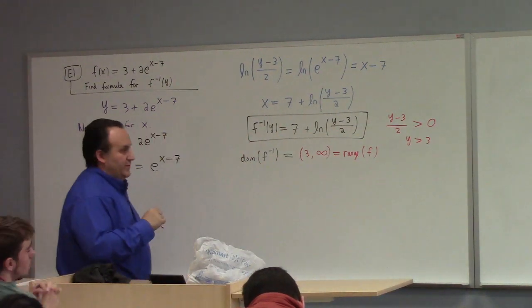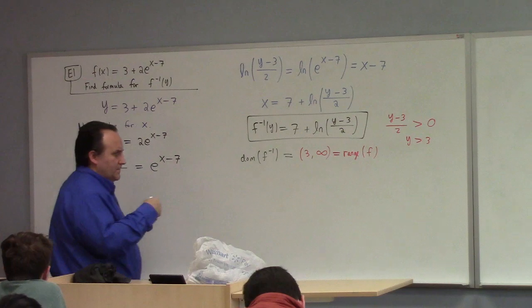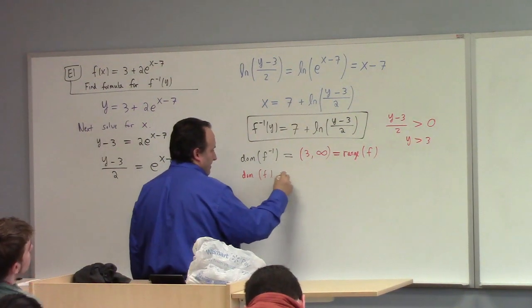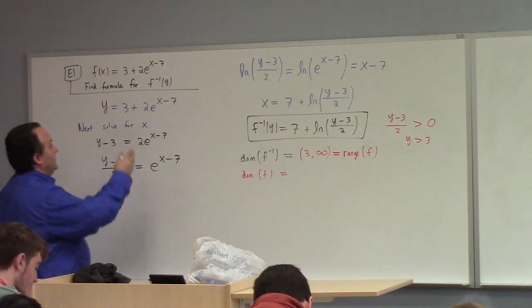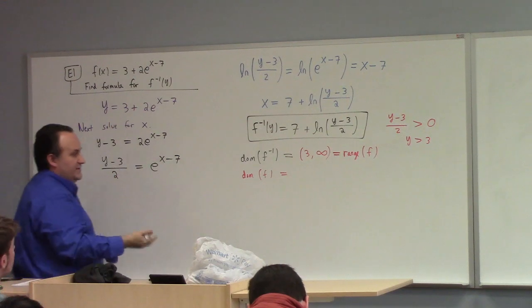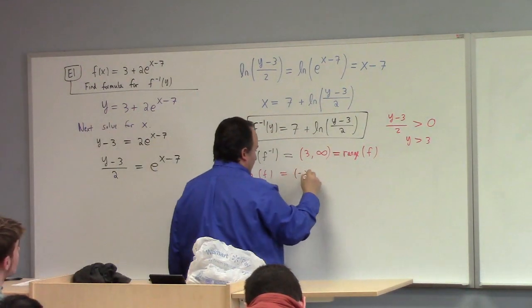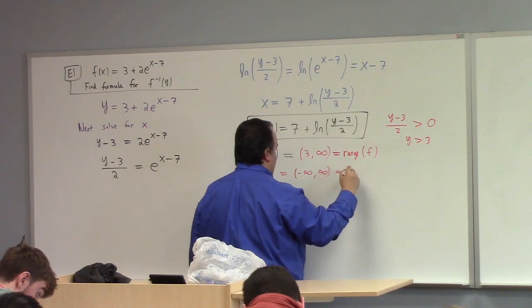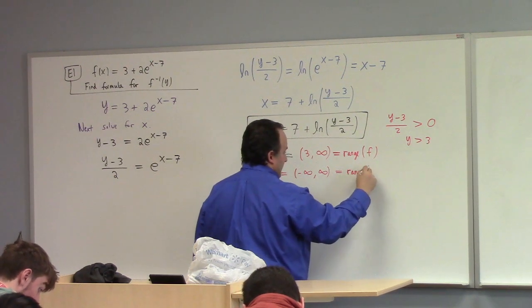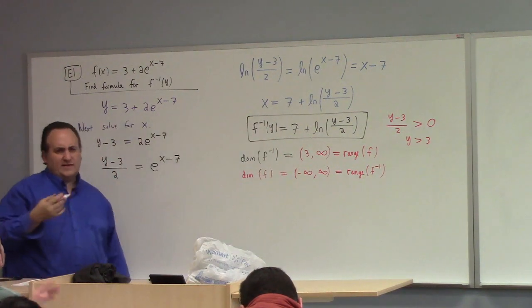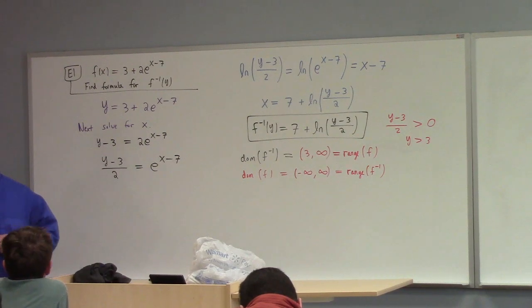So now what's the domain of f? By the way, the domain of f, there's no restriction, right? It makes sense for any x. So the domain of the original function is negative infinity to infinity, and that would also be equal to the range of the inverse function, for what it's worth. So my original question wasn't asking about domain and range, but I think it's interesting to stop and look at that while we're at it.